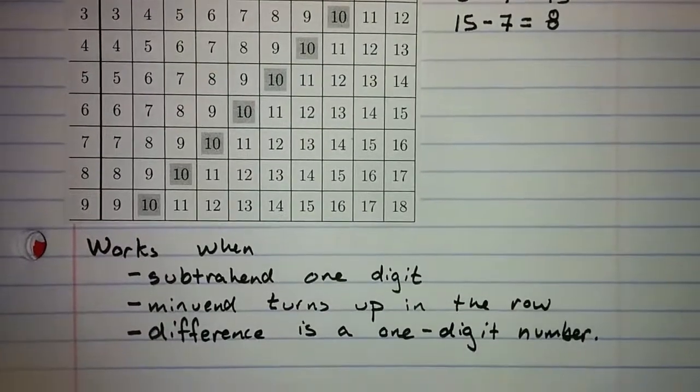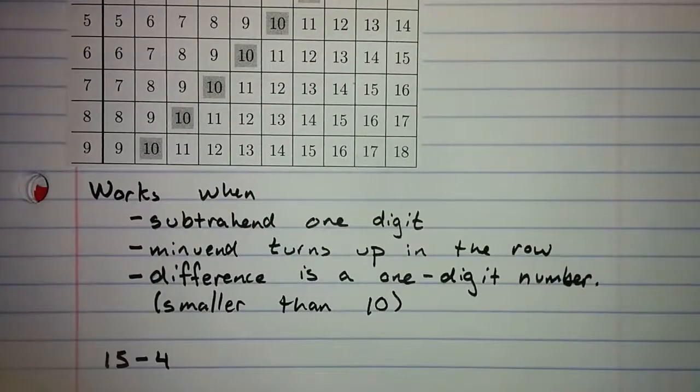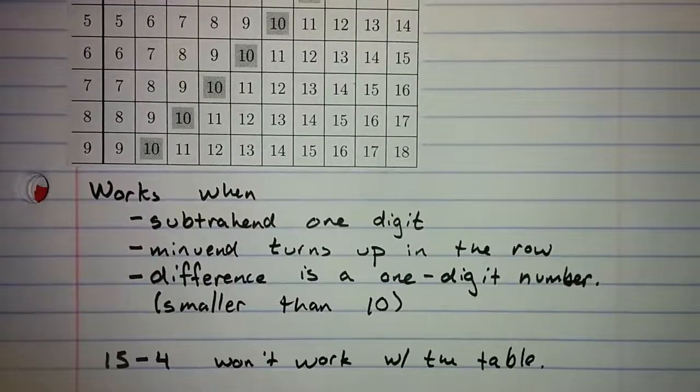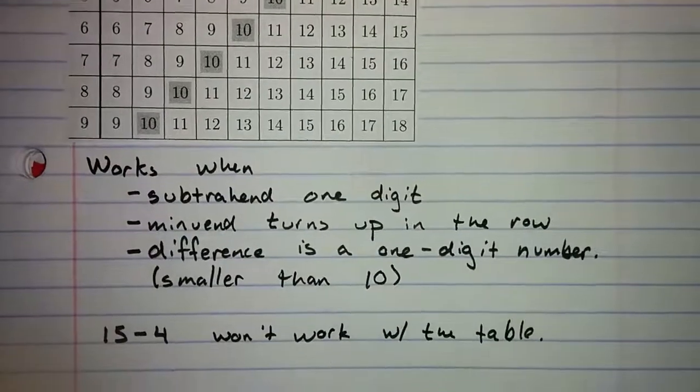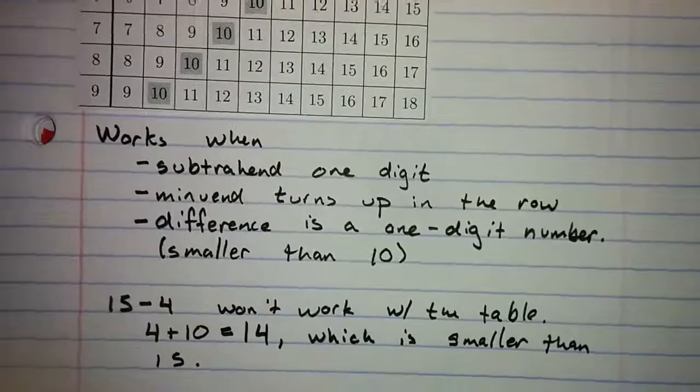Oh, so if the difference is smaller than 10. So this works when the minuend is smaller than the subtrahend plus 10. What do I mean? 15 minus 4 won't work with the table. Why? 4 plus 10, right, we know we can write it out if we'd like, or we can think of this as expanded form, is 14. Okay, so what's my point? 14 is smaller than 15.